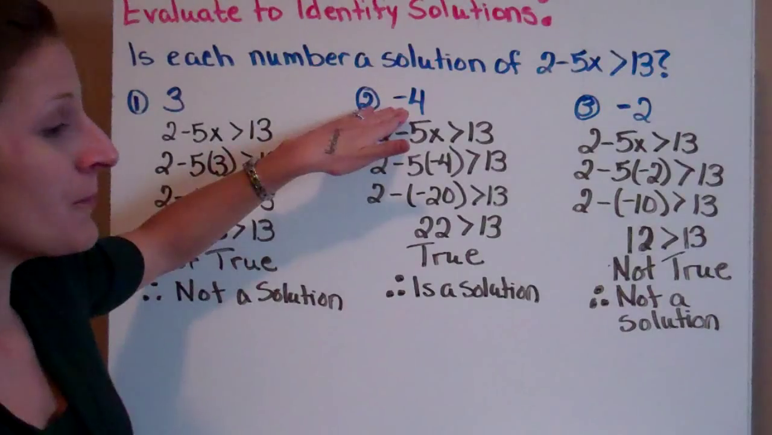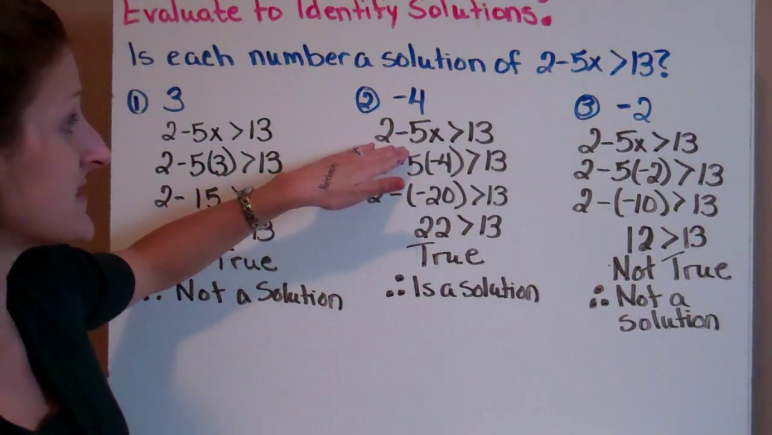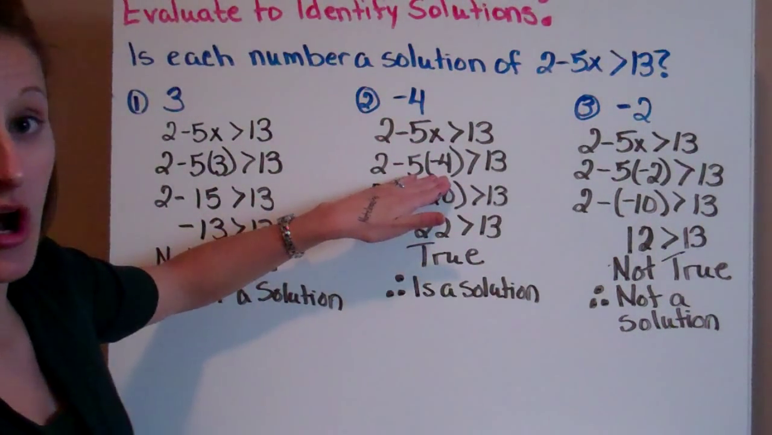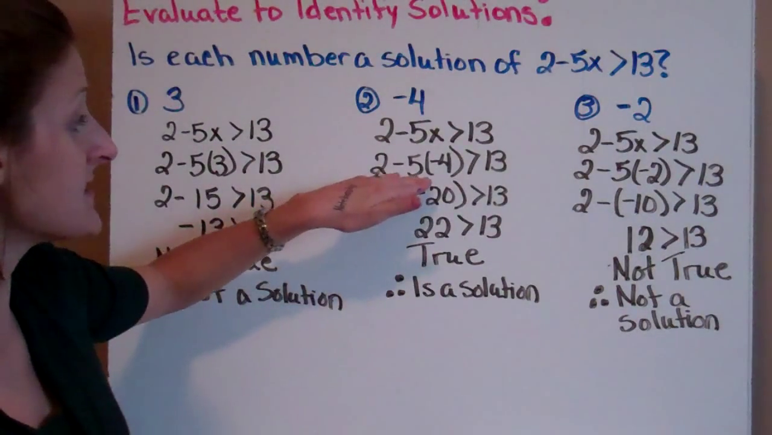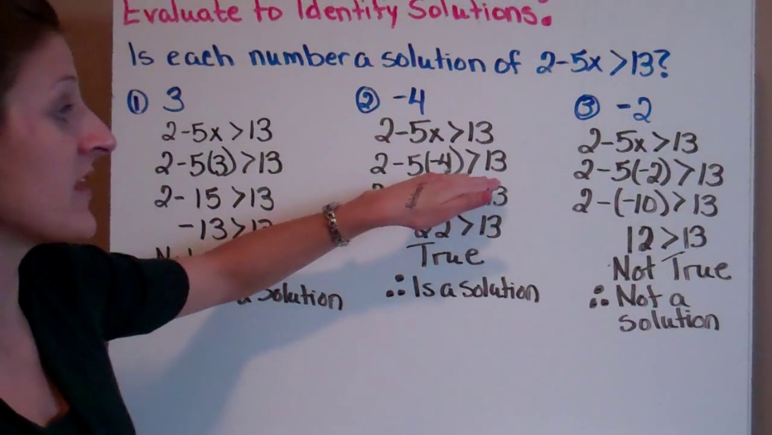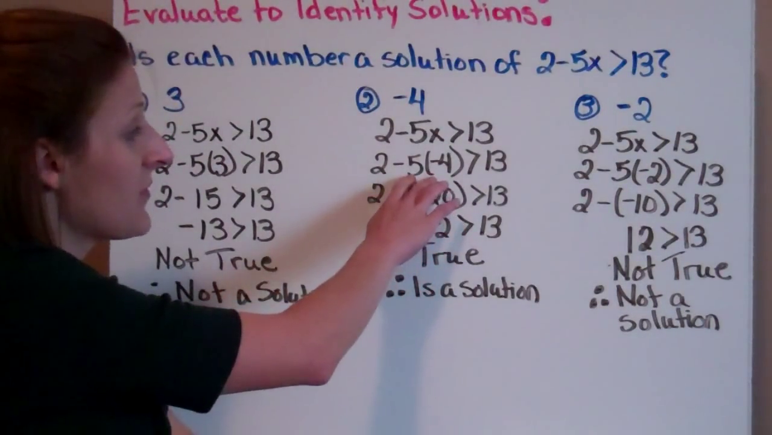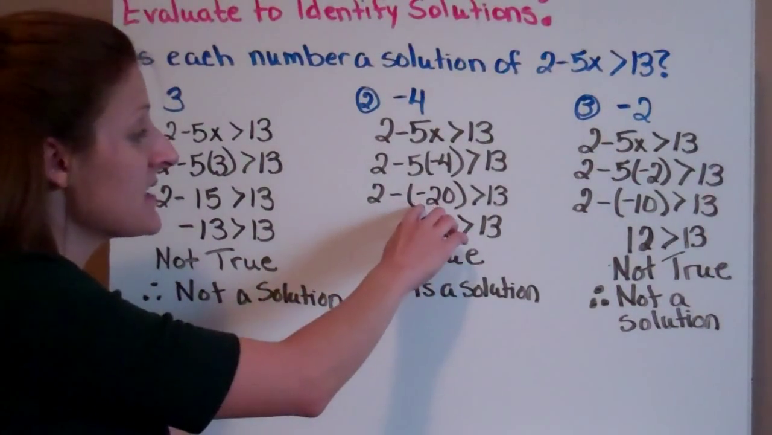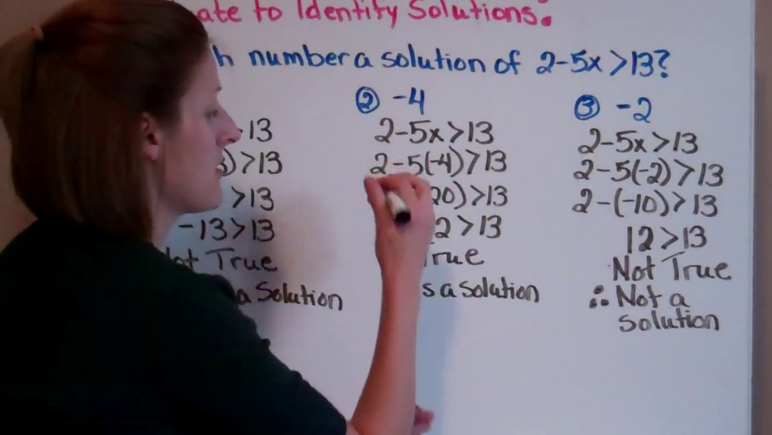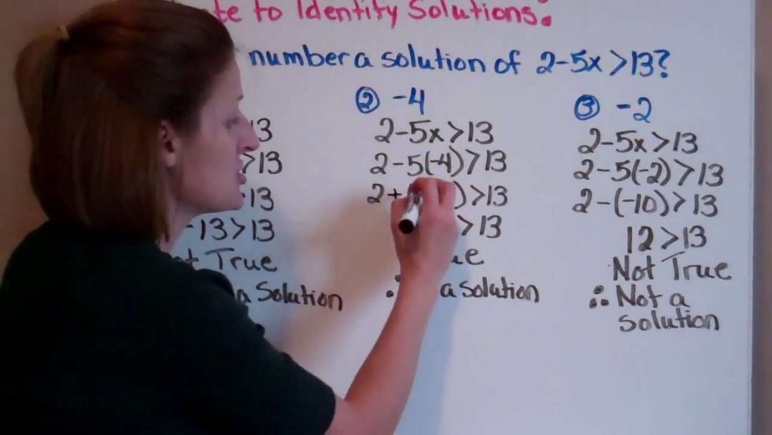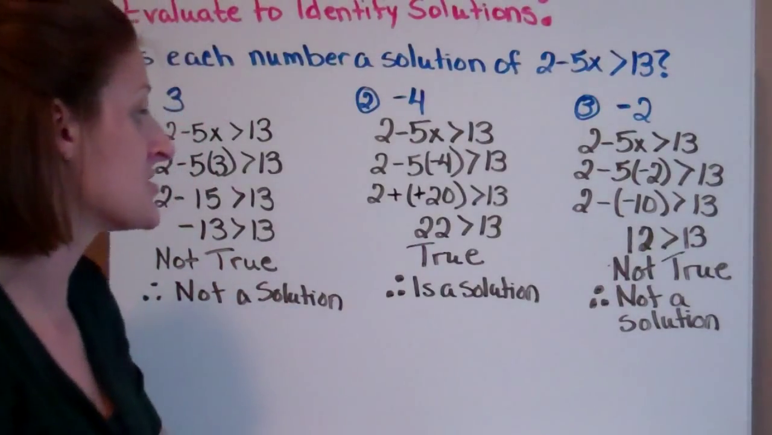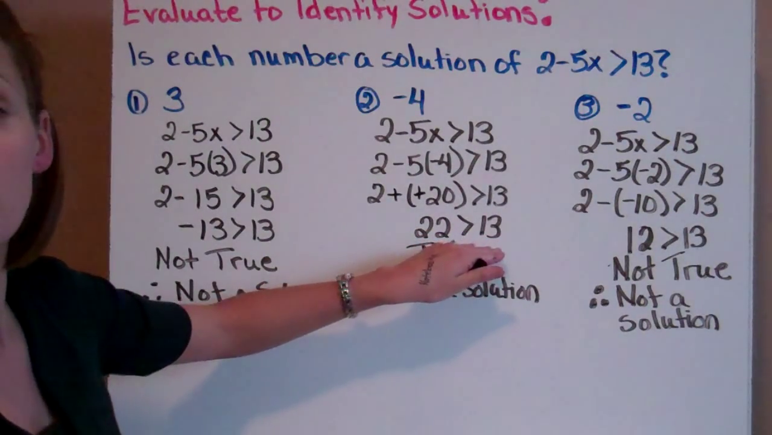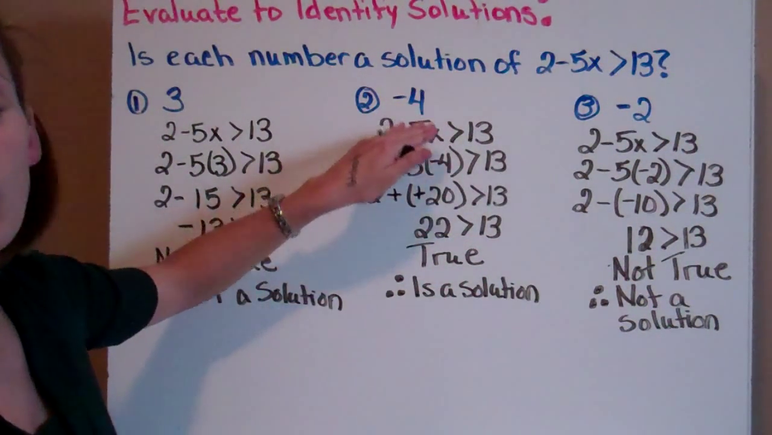Alright, number 2, negative 4. Now, we're going to take our inequality again and plug in negative 4 for our x. So I get 2 minus 5 times negative 4 greater than 13. Now, 5 times negative 4 is negative 20. 2 minus negative 20, remember, keep, change, change. This becomes a plus, and this negative becomes a positive. So 2 plus 20 is 22, and 22 is greater than 13, so negative 4 is a solution to this inequality.